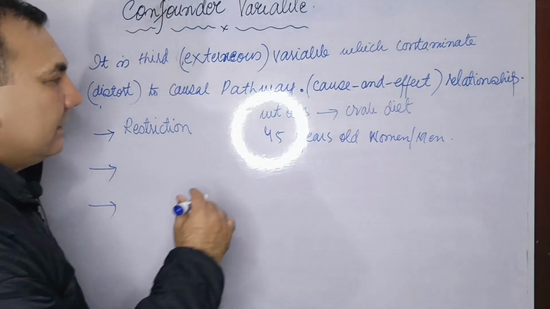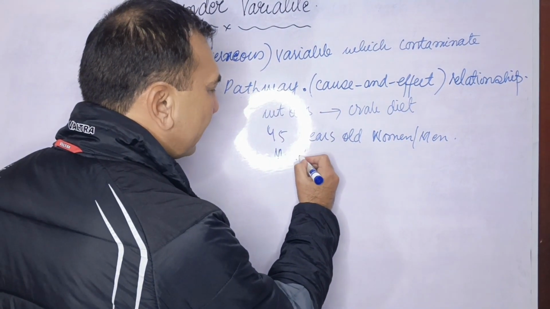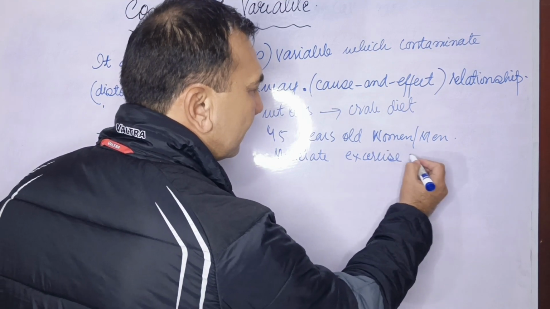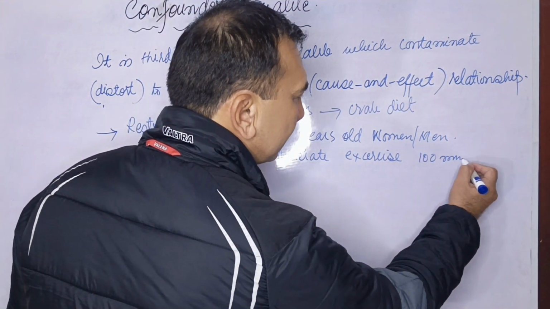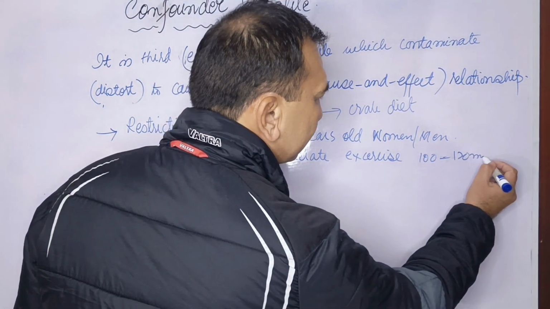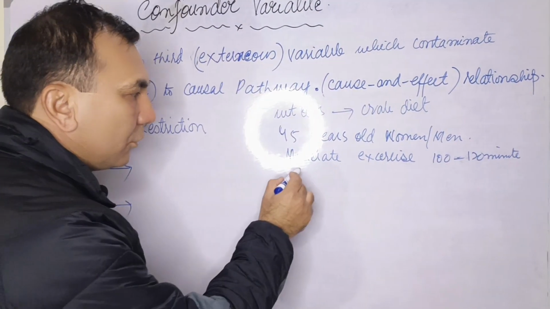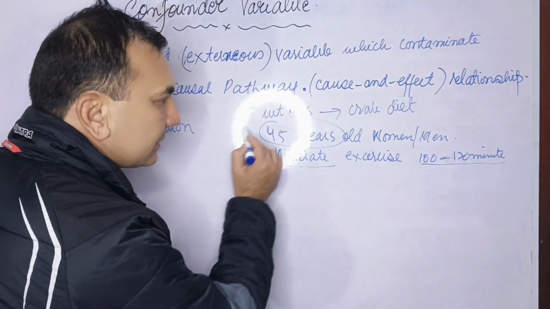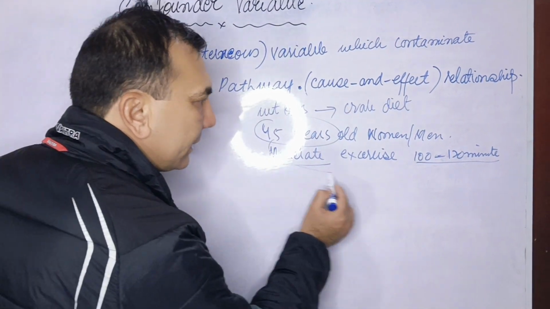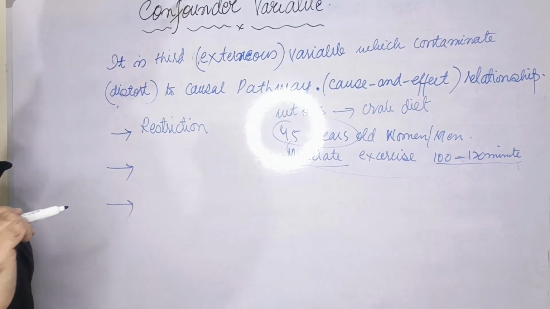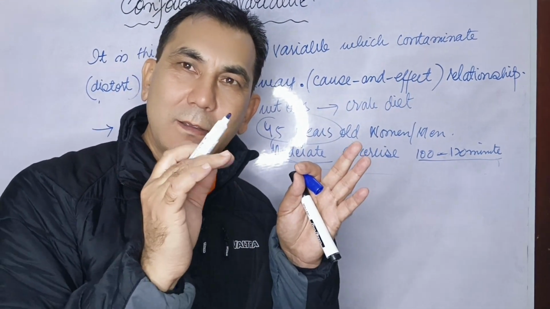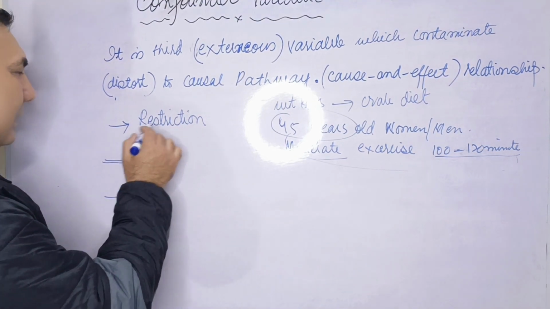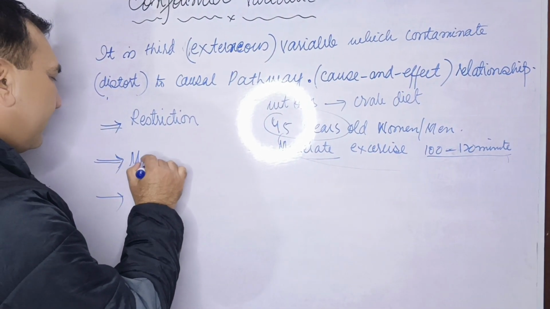Okay, then those who are doing moderate exercise for 100 to 120 minutes. Now these 45 years of old age, man, woman, and moderate exercise, these are the restrictions which control the confounder. Now the second method to control the confounder is matching.